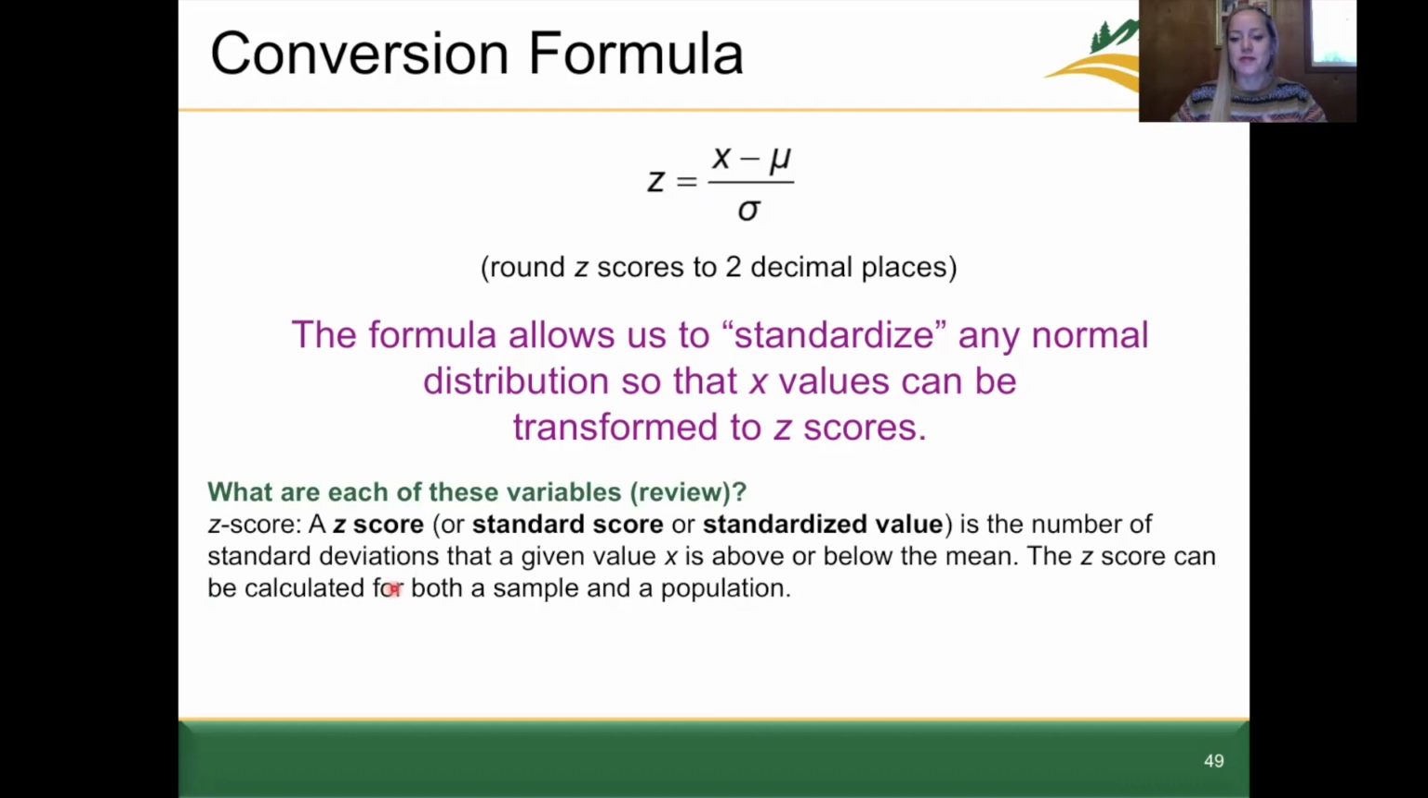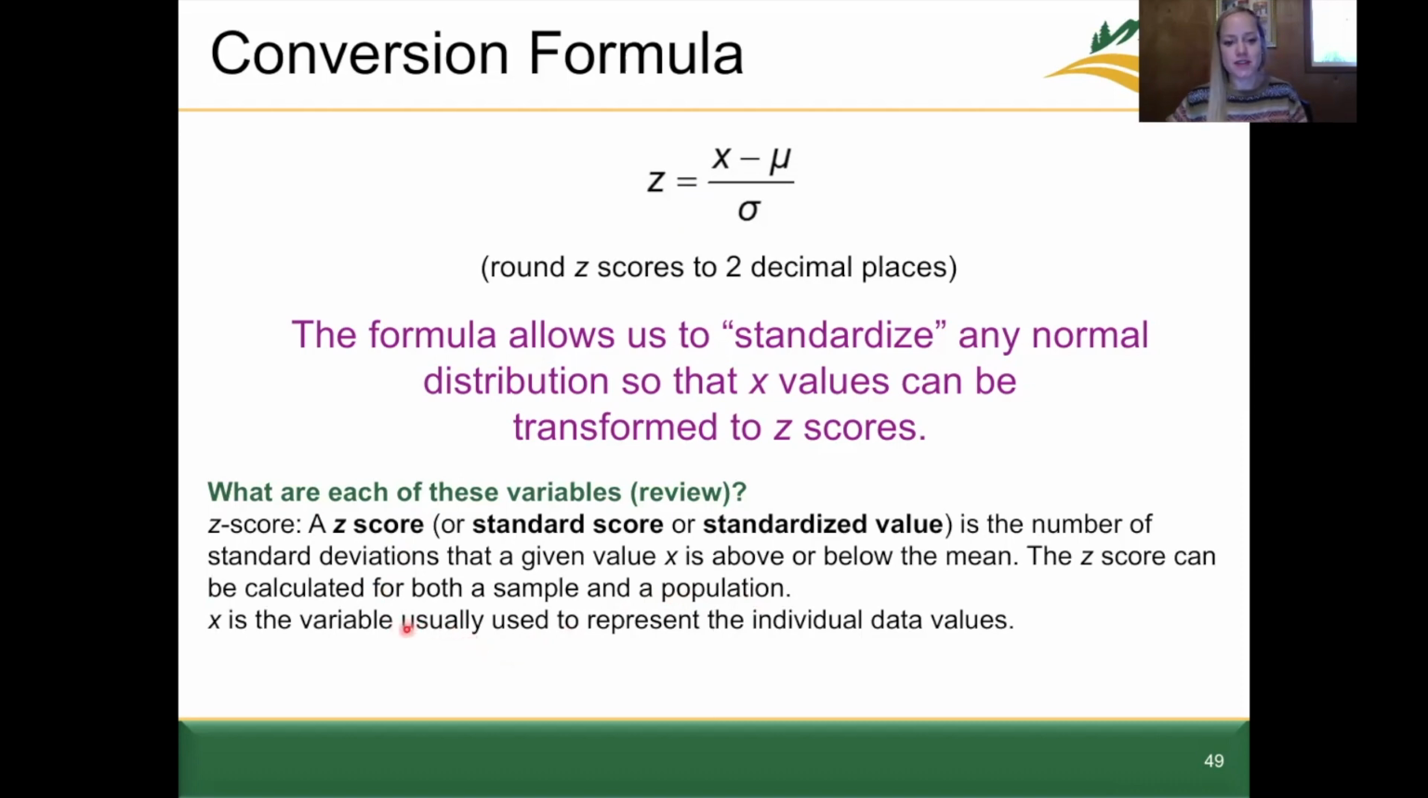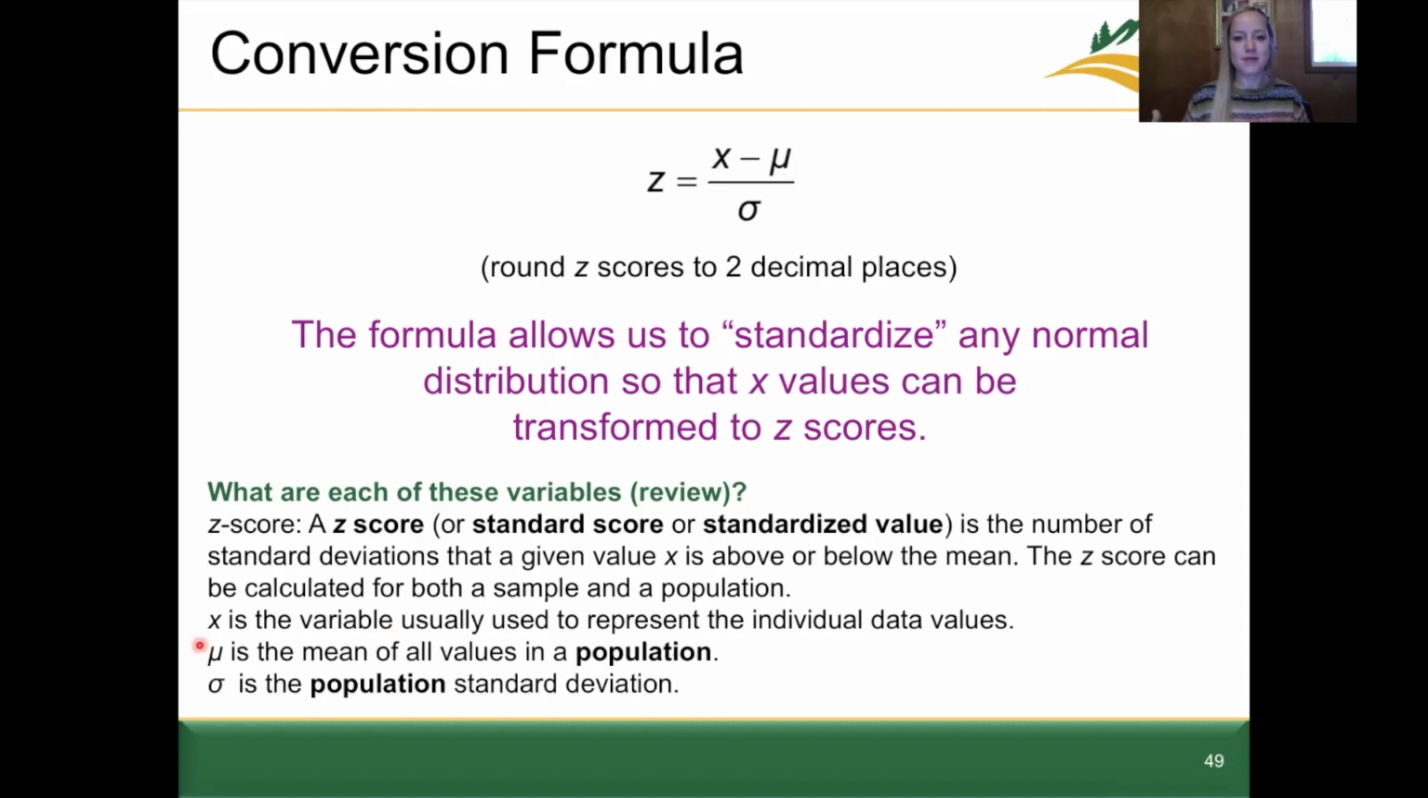Remember from Chapter 3, a z-score can be calculated for both a sample and a population. X here is our variable usually used to represent the individual data values. We say usually here because sometimes variables can be represented by another letter, but we're mostly using X in this course. Mu is the mean of all values in a whole population. Sigma, or standard deviation, is the population standard deviation.